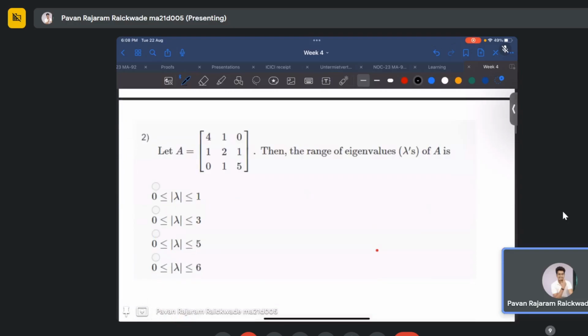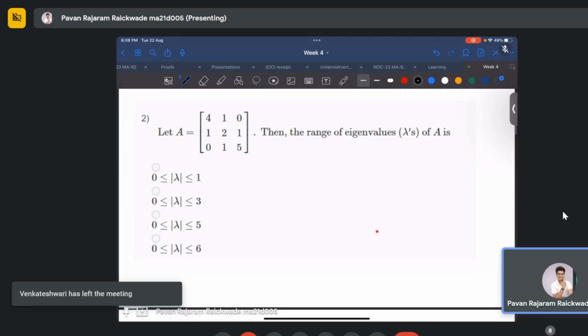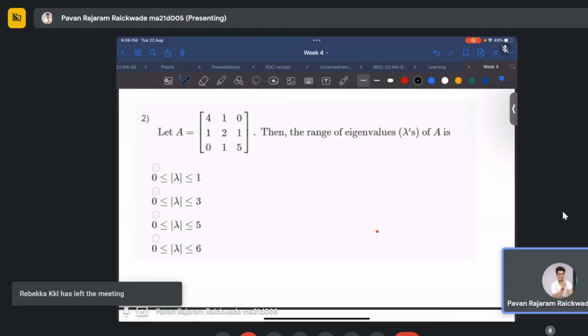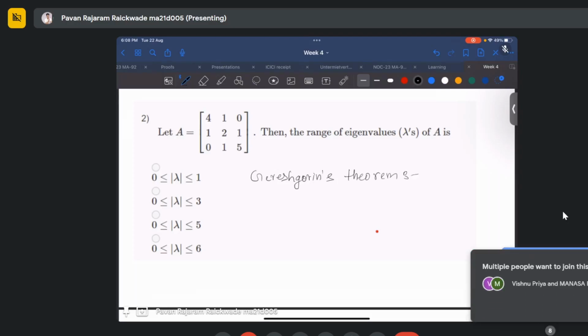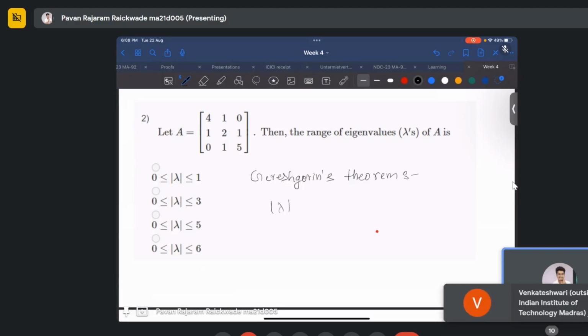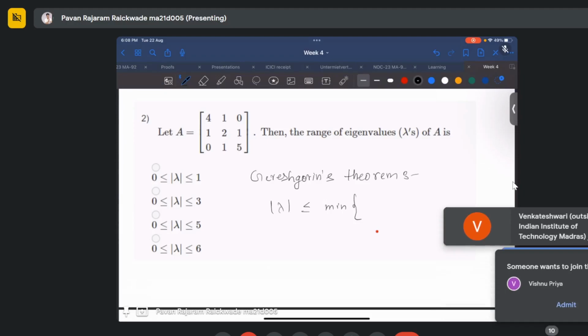Let's go ahead to question number 2. A is this matrix and we are asked the range of the modulus of the eigenvalues. So we'll use Gershgorin's theorem here. Sir, option D. Let me calculate. By Gershgorin's theorem, the maximum eigenvalue modulus lambda will always be less than or equal to the minimum of the row sums and then column sums.